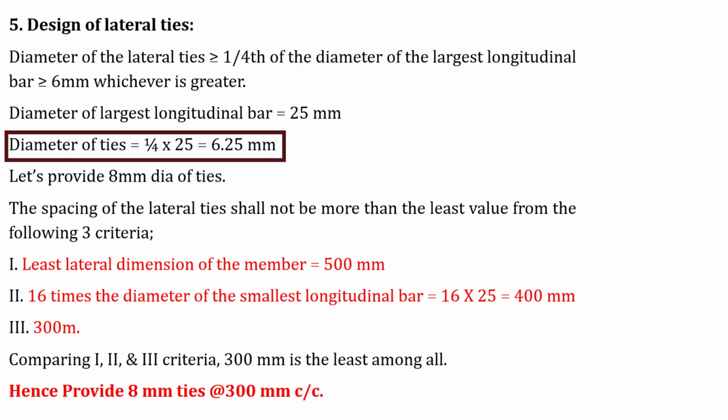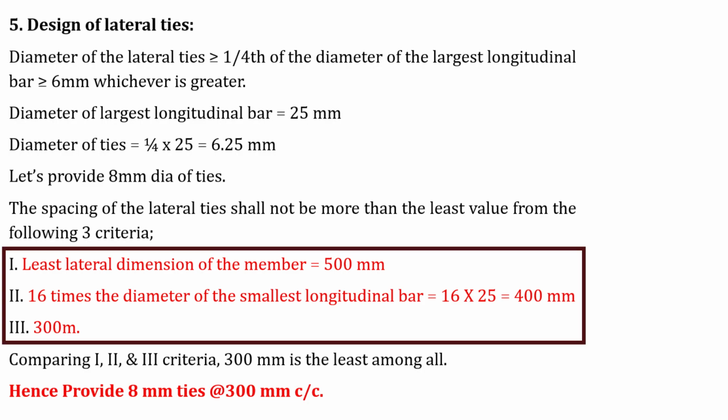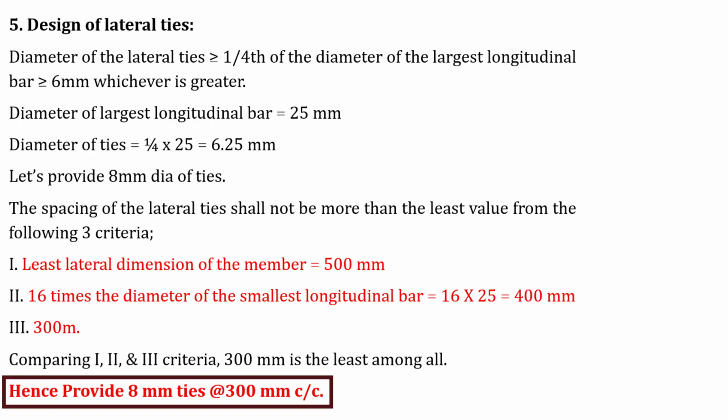The spacing of the lateral ties should not exceed the least value from the following 3 criteria. The first one being the least lateral dimension of the member, which is 500 mm. The second criteria being 16 times the diameter of the smallest longitudinal bar, which is 16 times 25 mm. And the third criteria is 300 mm. As you can see, 300 mm is the least value among all the 3 criteria. Hence, we should provide 8 mm ties at a spacing of 300 mm center to center.